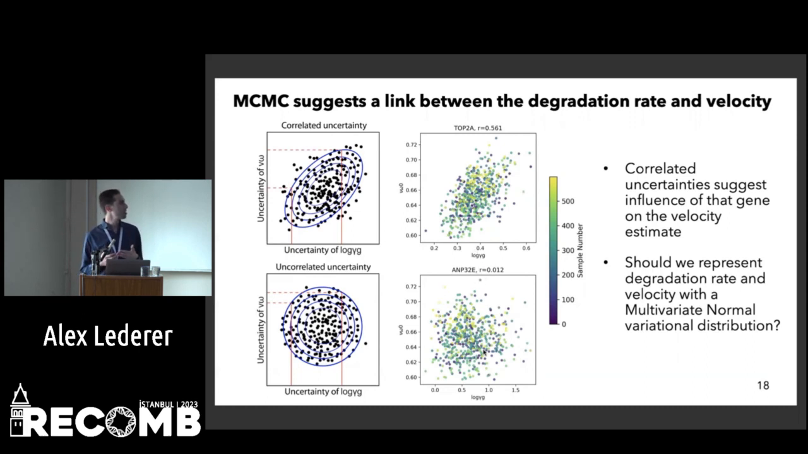What we think this suggests is that for some genes, we're able to elucidate whether there is a contribution to the velocity or not, and that this tells us which genes hold velocity information. And we want to take this information back to our variational inference implementation and perhaps represent these parameters in a multivariate normal variational distribution instead of just a normal distribution.